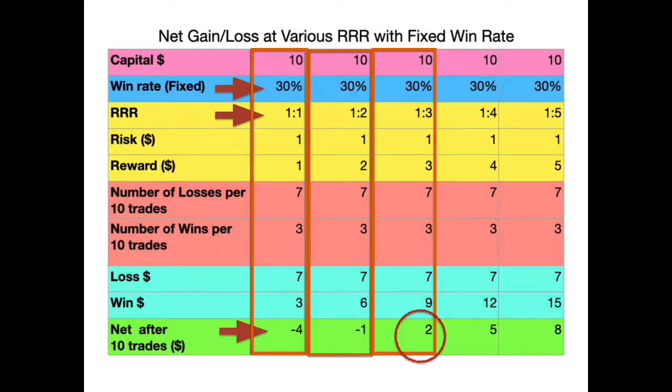So this tells you that you should not take trades with RRR less than 1:3. Because if your RRR is just 1:2, you lose $1. If it's 1:1, you lose $4. At 1:3 and the win rate of 30%, this is your tipping point. You'll end up with a gain rather than a loss if you limit your RRR to nothing lower than 1:3.